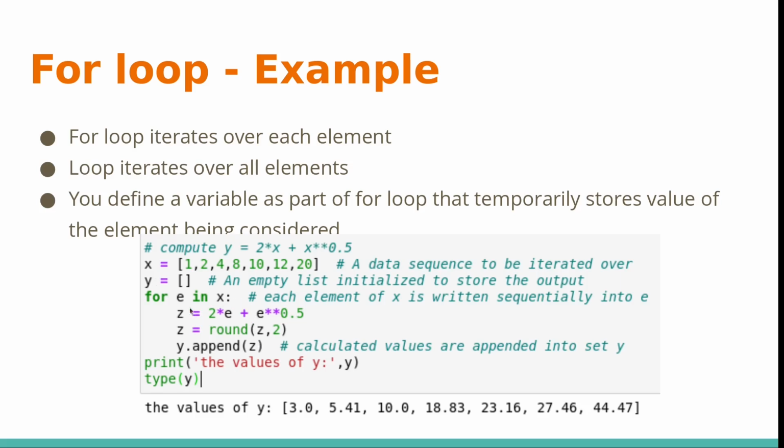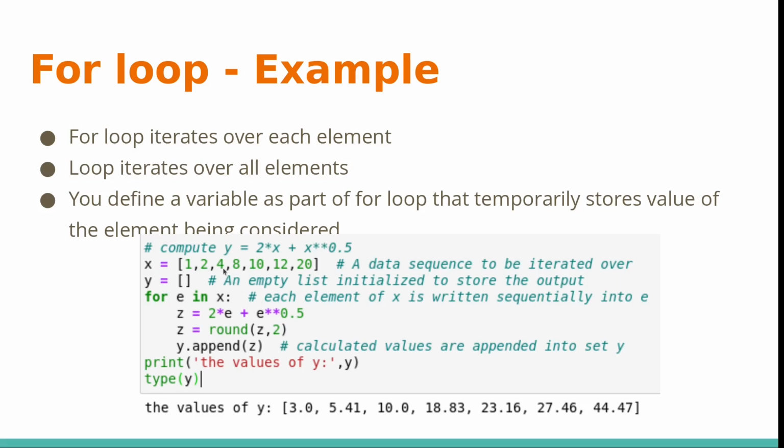All right. So initially, e will assume a value of 1 because e is in x, comes in here, multiplies 1 with 2, takes the square root, rounds it to 2 decimals if necessary, and then appends it to z. Then it goes, picks up 2, it multiplies 2 times 2 plus square root of 2, which comes out to be 4 plus 1.414, and then it rounds it to 2 decimals, so it becomes 4 plus 1.41, which is 5.41, and then appends that value.